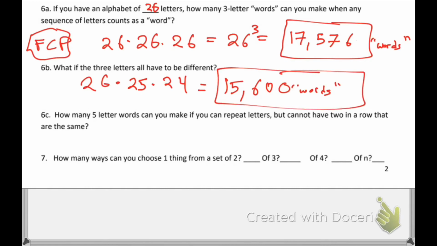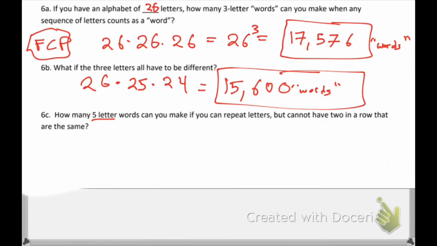So you really have to be reading the question thoroughly and asking yourself, what exactly is it asking? Number 6C, how many 5-letter words can you make if you can repeat letters but cannot have 2 in a row that are the same? So what does that mean? Let's figure out what that question is actually stating.